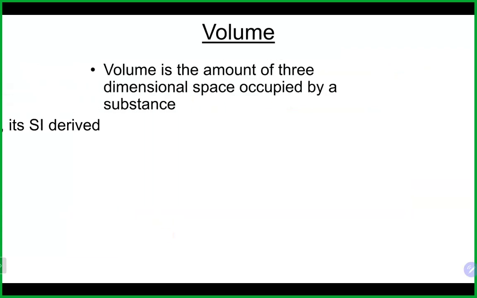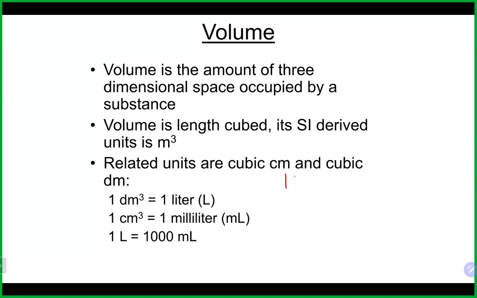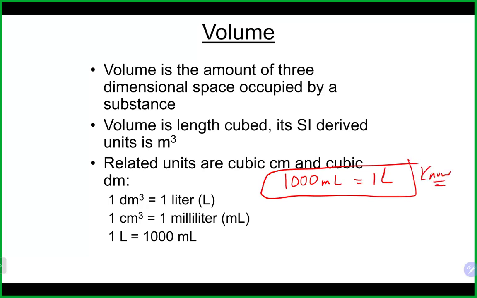When we talk about volume, that is the amount of three-dimensional space that is occupied by a substance. The SI unit for volume is meters cubed. Some very common volume conversions are cubic centimeters and cubic decimeters. Some common ones that you should know: 1,000 milliliters is 1 liter. We definitely use that a lot.